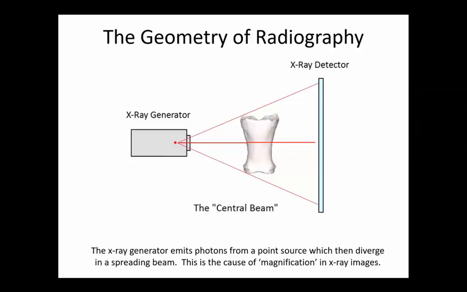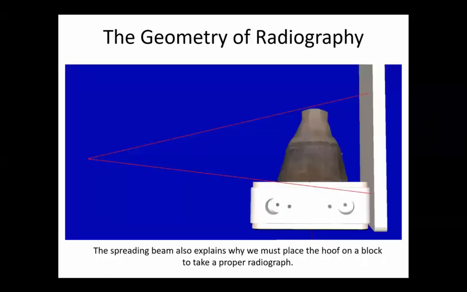A concept that I want to just get the word out there about is called the central beam. Central beam is the direction the generator is pointing. And everything that we're going to talk about, we keep things simple. This beam is pointing perpendicular to the detector panel, and then the other photons are spreading out from that. So that's just the definition. We'll see that again later in the talk.